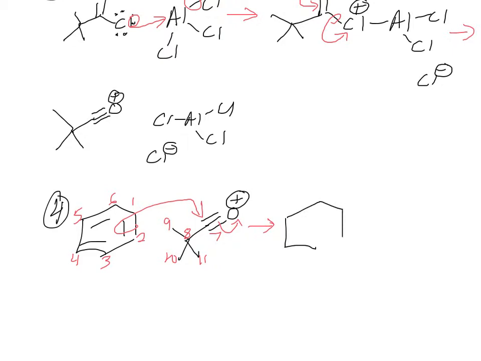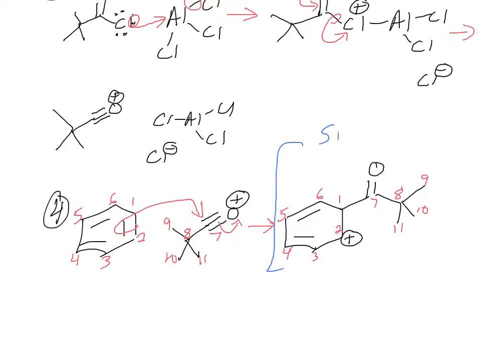Who has the plus charge now? To balance, right? Balance my charge. Who should have the plus charge? Carbon 2. Which carbons got bonded together? 1 and 7. Yep, 1 and 7. Plus charge here. Right? So now this is the first sigma complex.